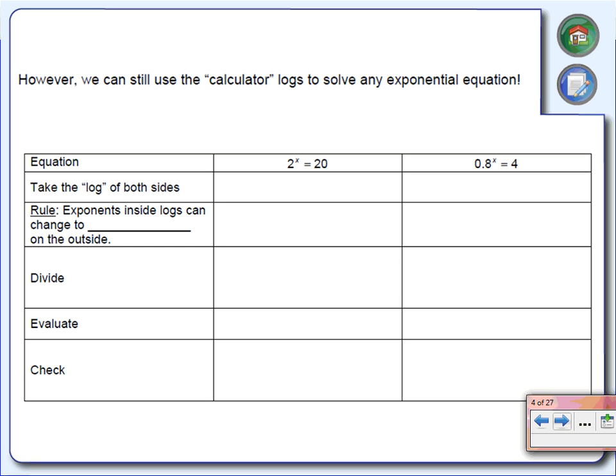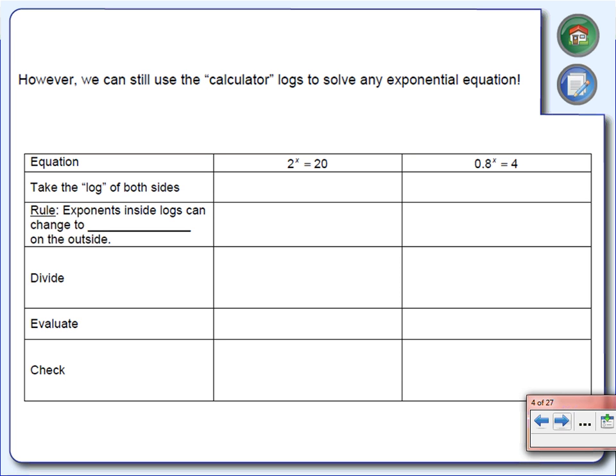All right, if you take a look here, we're given 2 exponentials: 2 to the x power equals 20, and 0.8 to the x power equals 4. And we want to solve these equations. The steps we're going to follow are over here on the left-hand side. The other day we talked about undoing things with opposites. We all know the opposite of adding is subtracting. The opposite of multiplying is dividing. The opposite of squaring is square root. But we also talked about the opposite of an exponent.